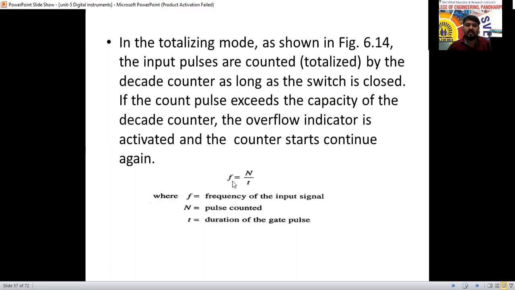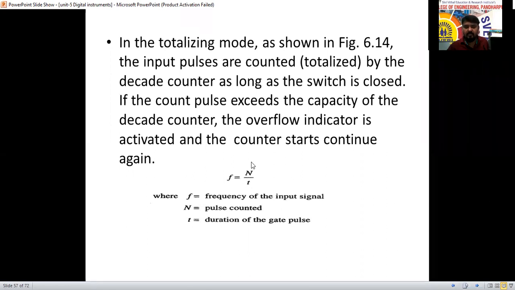So according to that, F equals pulses counted divided by the duration of the gate pulse. For how much duration have we closed the gate signal here? For 1 second, 2 seconds, we have closed the gate here. That is called the frequency of the input signal, which we can identify in the frequency mode here.